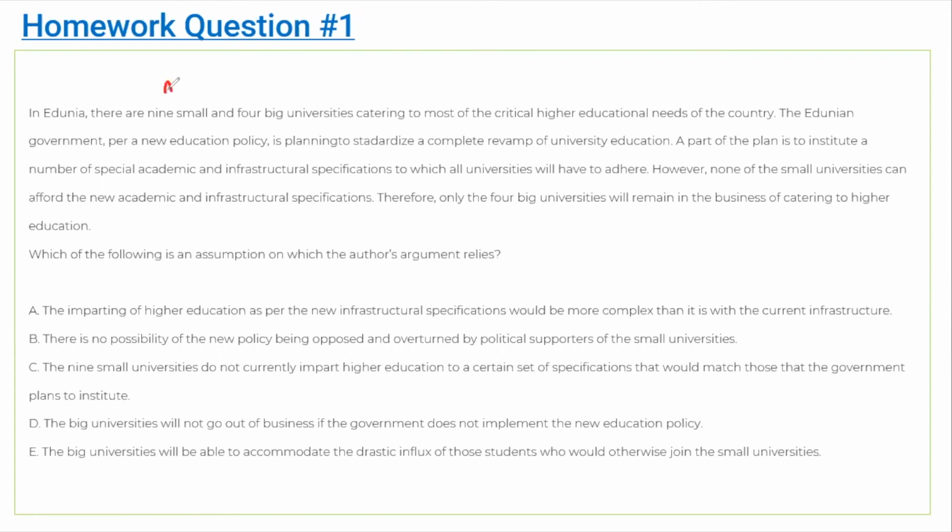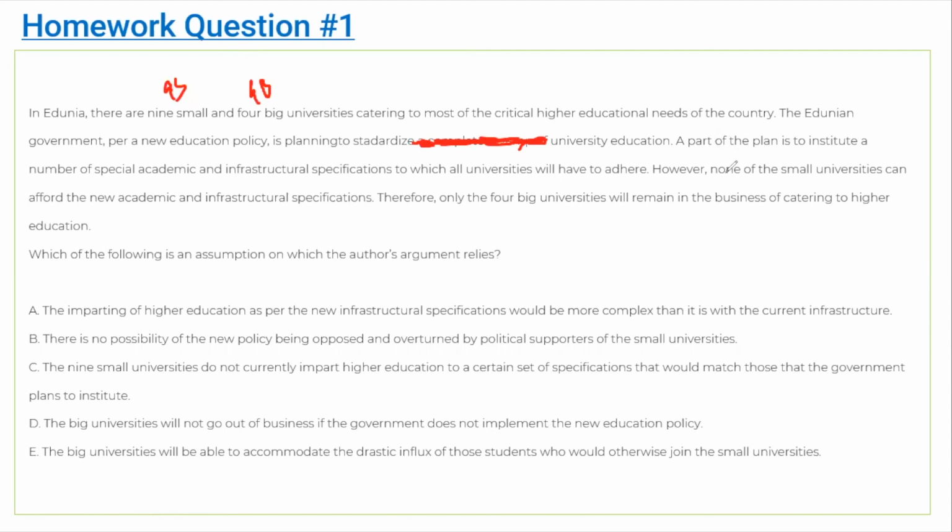Okay, fine. We have 9 small, 4 big universities to take care of education. The Edonian government, for a new policy, is planning to standardize university education. So basically, when I say standardize, what does that mean? That means you might have multiple universities. Some universities will have some standards, others will have different standards. But apparently, the government is saying, you know what, let's make it uniform. All universities should follow the same set of policies and rules.